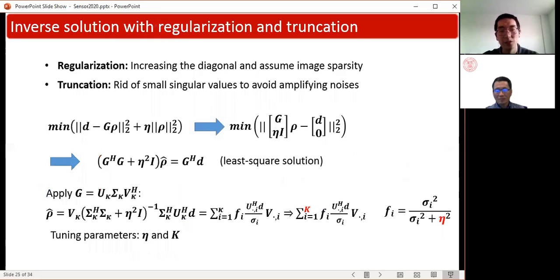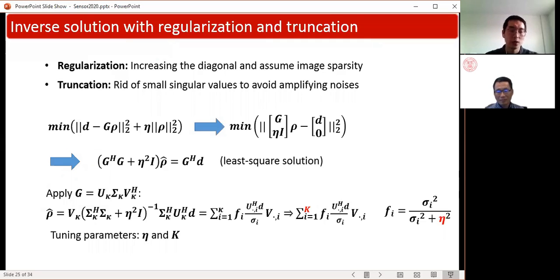The second inverse solution, which we propose in this paper, uses second-order regularization and truncation of the summation. The least square solution can be found for this new problem formulation with the regularization term. Again, we apply SVD for the matrix G, and the solution is also written as a summation, where the regularization parameter eta is lumped into the variable fi for each term of the summation, and is used as a penalty for the robustness against noise.